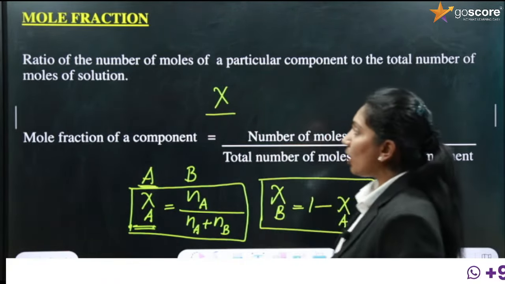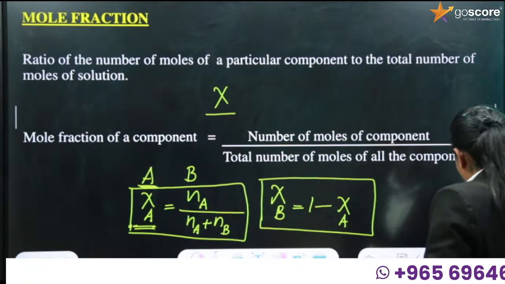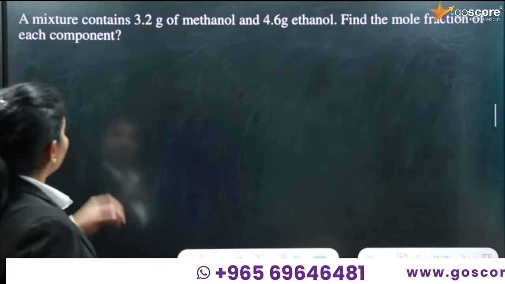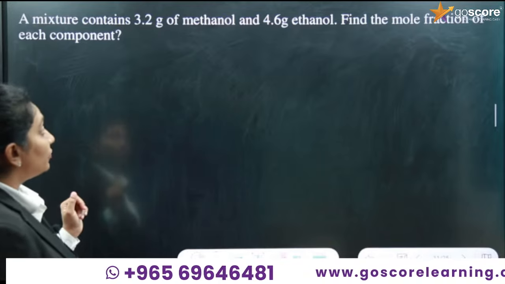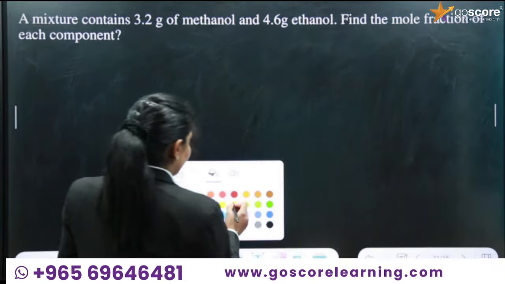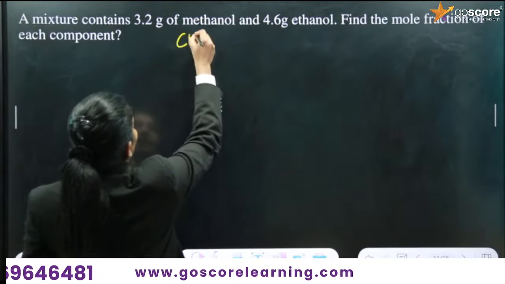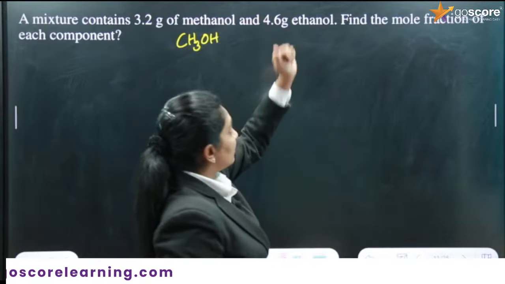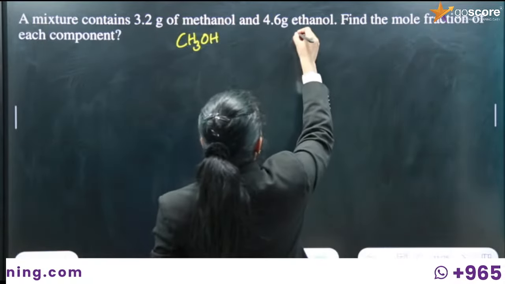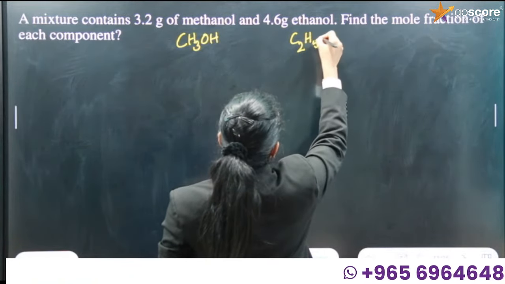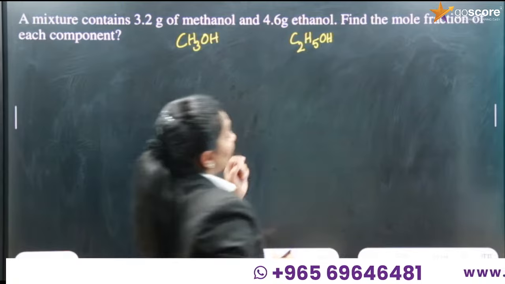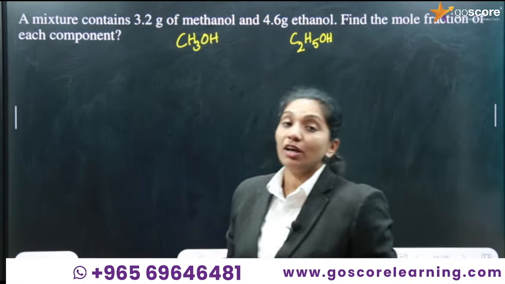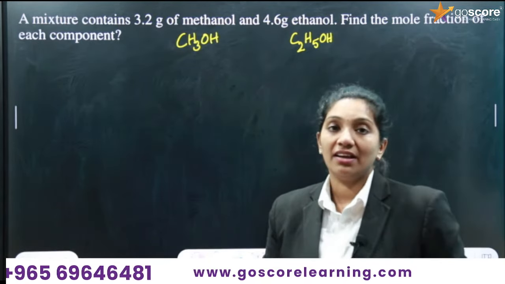Now, let's see some problems based on mole fraction, molarity and molality. The first one: a mixture contains 3.2 gram of methanol, that is CH3OH, and 4.6 gram of ethanol, that is C2H5OH. We want to find the mole fraction of each component. We want to find the mole fraction of methanol as well as ethanol.